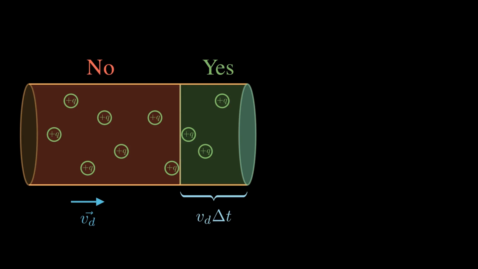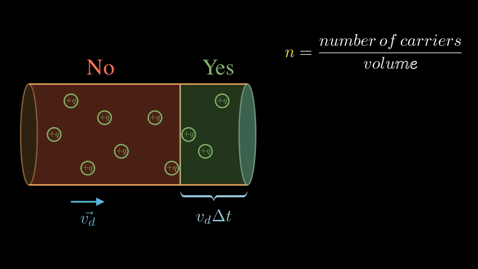Also, I want to introduce a new quantity to help us. It is n. It represents the number of charge carriers per unit volume, which is the density of the charge carriers. Now we can write the total charge passing through the counter as q times n times volume. The volume is given by v times delta t times A, where A is the cross-sectional area, so we can substitute for volume.